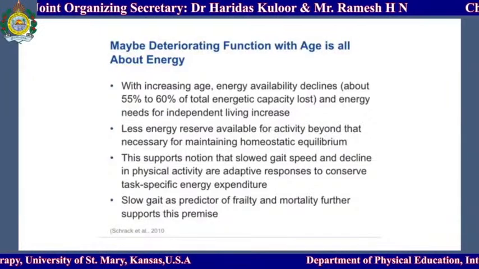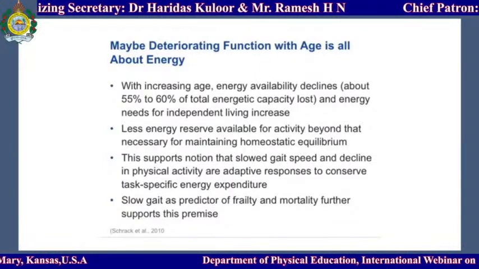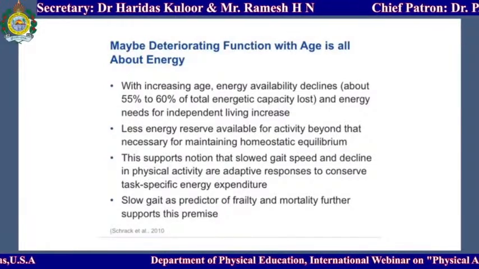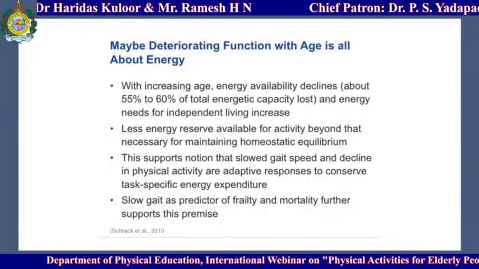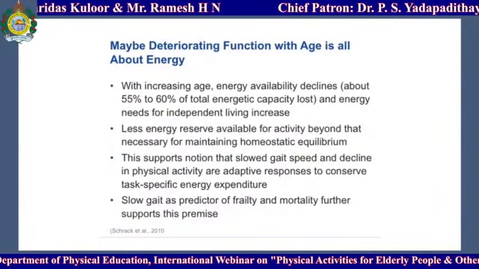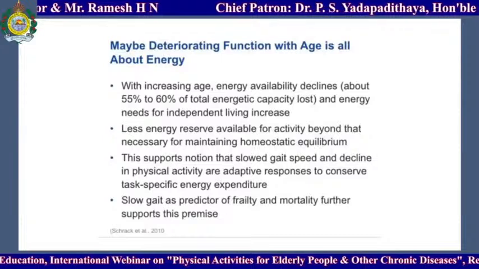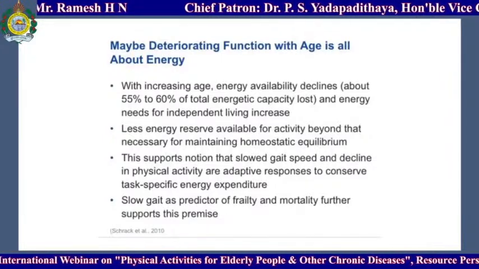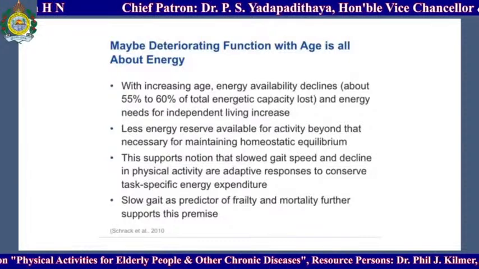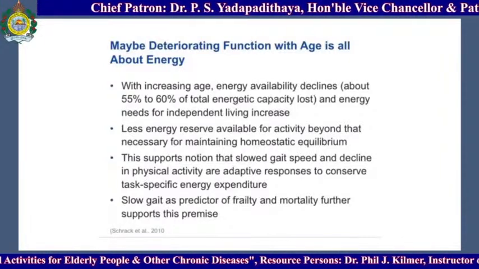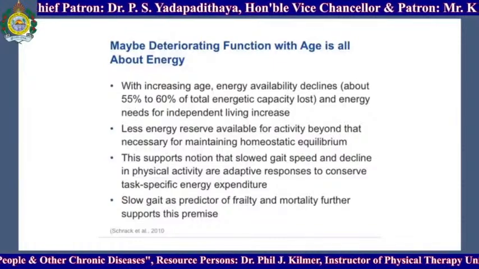So this really supports the notion that slowed gait speed and decline in physical activity may actually be adaptive responses to conserve energy expenditure. So again, in that cycle, the body's just trying to maintain homeostasis. At some point, if a person is not taking in adequate nutrition, their body is telling them to slow down, not to waste energy, because you don't want to waste away. So your body is down-regulating your energy expenditure. Well, then that down-regulation means a patient isn't moving as much, which means they become more deconditioned. And again, that cycle continues. That is why slowed gait is a big predictor of frailty and mortality.